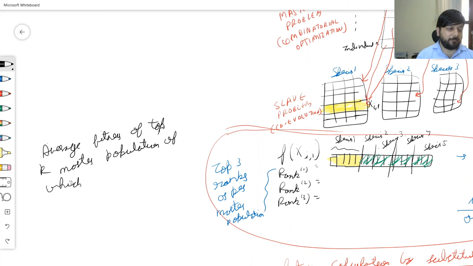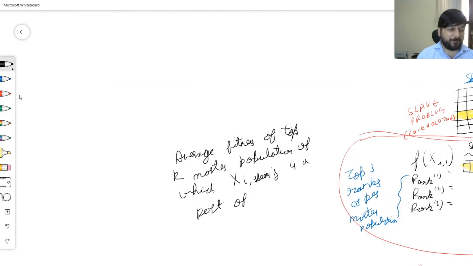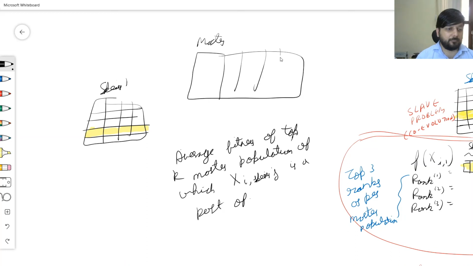of which individual XI of species J is a part of. So this figure was a little bit clumsy, so let's draw a neater one. I'll only draw species 1, so that's my species 1. And in species 1, I'll probably only highlight the individual I, and I'll draw the master as well. So that's the master population.